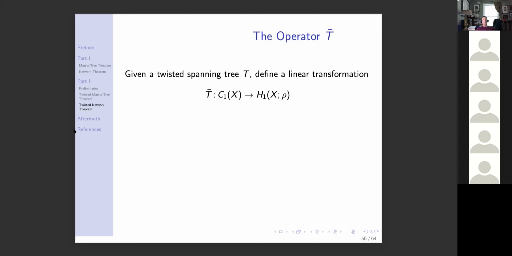So given a twisted spanning tree, we can define an analog of the fundamental cycle map, which is going to H1, which is the twisted cycles. It's called T bar again. I haven't changed the notation for that. And what you do is this. So if your edge lives in the twisted spanning tree, you assign it a value of 0. And if it's not, here's what you do. This is the interesting part.